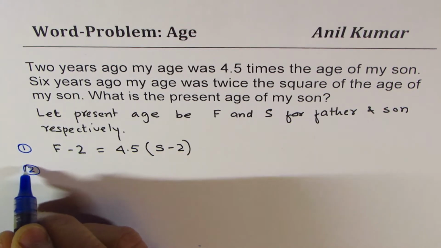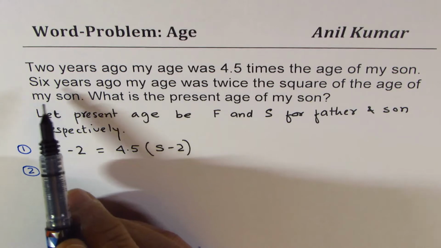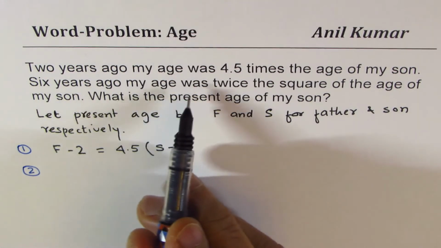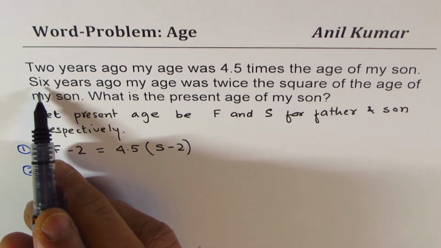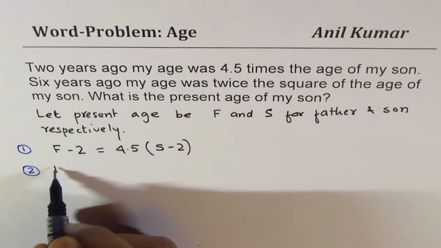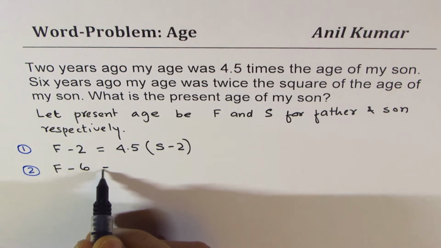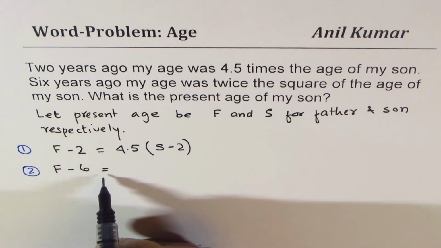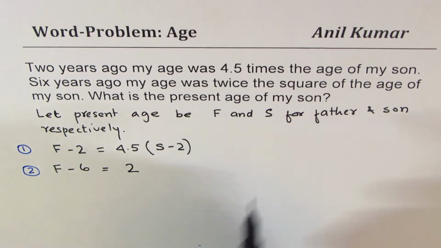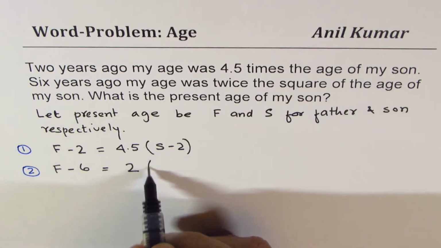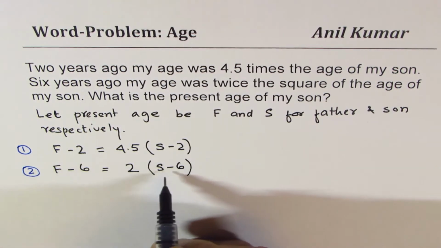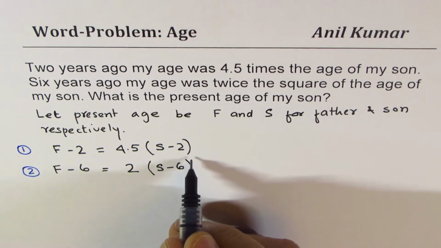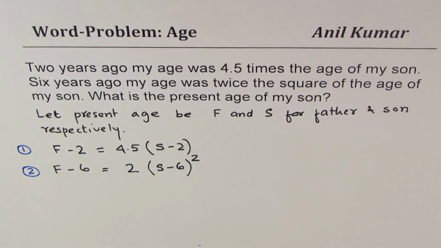And the second equation is from the second statement, which is 6 years ago, my age was twice the square of the age of my son. 6 years ago means F minus 6. My age is equal to twice, which means 2 times the square of something, the age of my son, which is S minus 6, right? Because son will be 6 years younger. Square. Do you get an idea? So we get two different equations here.